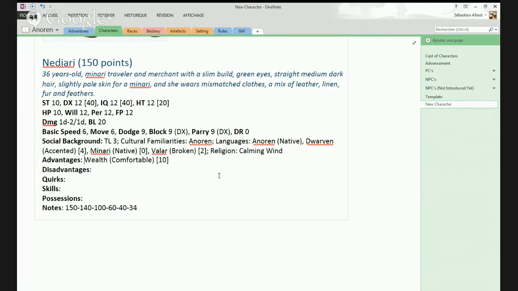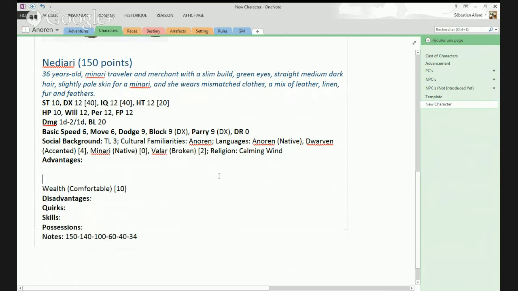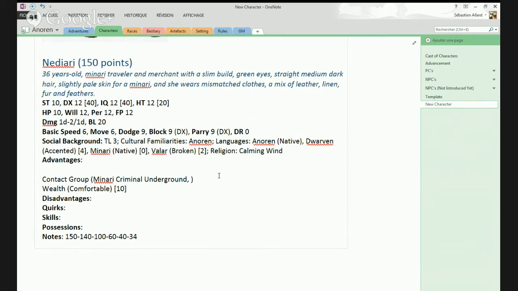I'm gonna start by giving her a contact group, like a web of connections in the underground. She will be dealing in all kinds of legal trade, but also many others that are more illegal. So she will have a contact group among the Minari criminal underground. So when you design a contact in GURPS, you need to decide 3 things. You need to decide the effective skill of your contact, its frequency of appearance, and reliability.